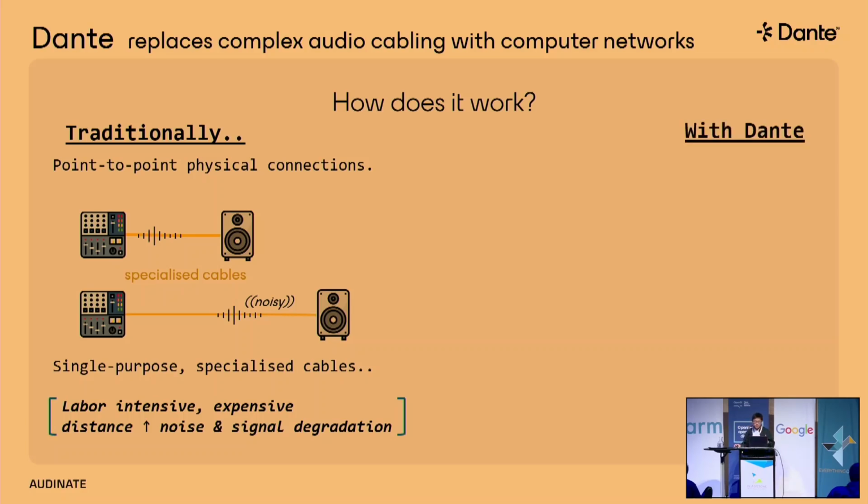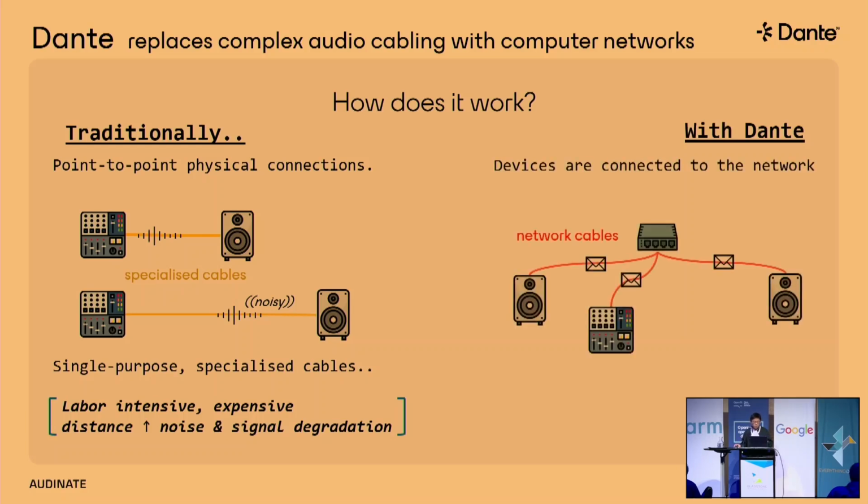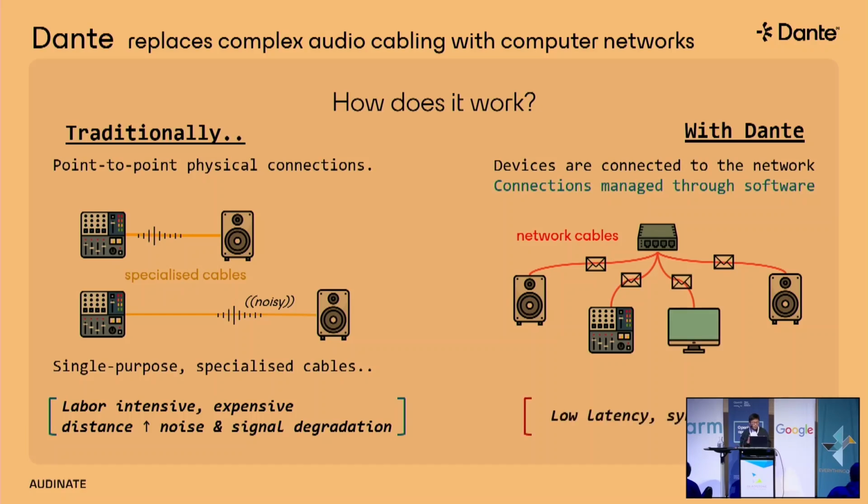So what Dante does is it replaces all of this with networks. We connect all of these audio devices directly to your network switch, which forms a Dante network on your LAN, and you'd be transmitting this audio through network packets, and the controlling as well. So this makes the routing of audio, the connections from device to device, a software problem. And Dante provides low latency, uncompressed audio routing in a synchronized fashion. This is very important because in the pro AV space, if you do have glitches in audio or audio packet loss, you basically have big trouble.